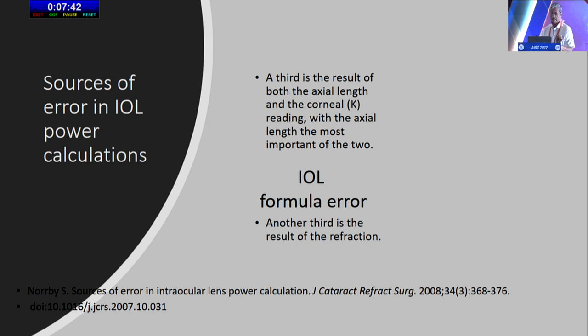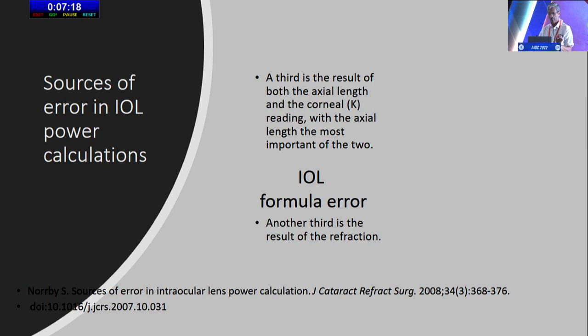Norrby's seminal study showed that errors in calculations come from three sources. A third of the error is because of calculation error. A third is because of measurement error, where we measure an inaccurate K or an inaccurate axial length. And one third is actually a result of refraction. The refraction lane length is not correct, the refractionist is pushing too much minus or plus.